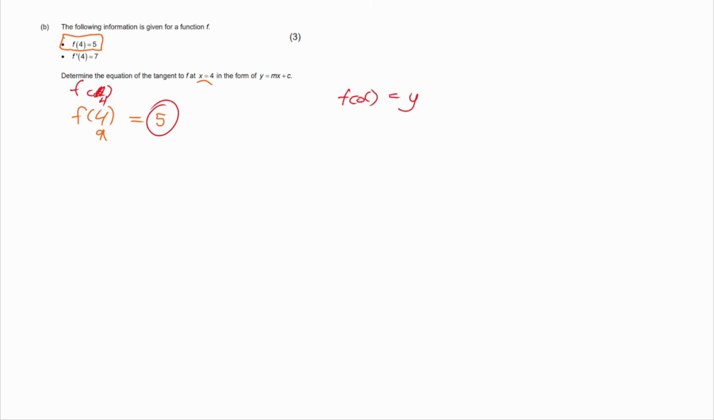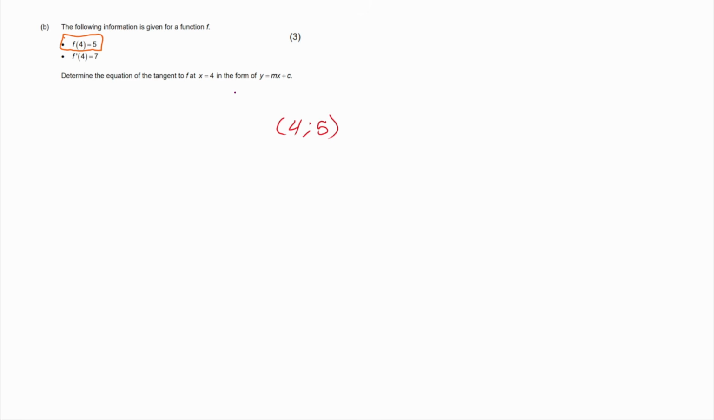Okay, so they're saying when we plug in a 4 here, when our x is 4, our y, remember here's our y, is 5. So you see how they're giving you a coordinate here. They're giving you the coordinates 4, 5. They've given us the coordinates 4, 5. That could be useful.